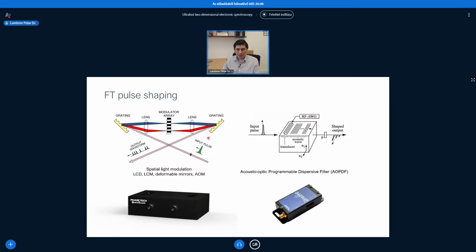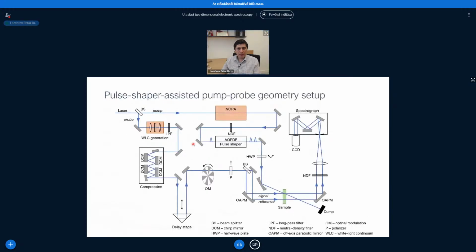And there are now several manufacturers that supply ready pulse shapers useful for two-dimensional spectroscopy. They're not cheap, but they work really well. This is one example of a two-dimensional spectroscopy setup. I won't go into the details, but it's really just a transient absorption spectrometer with one addition, this acousto-optic pulse shaper, which makes two pulses from one pulse, and then you can control the delay.